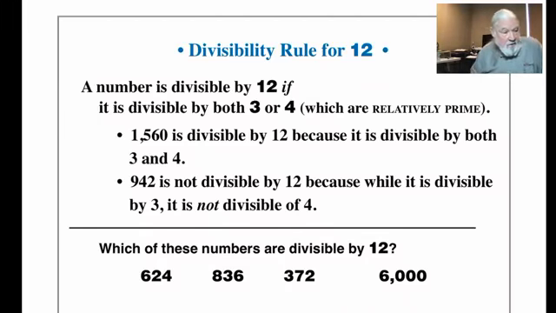How about 942? Well, not divisible by 12 because, yeah, add up the digits, and it is divisible by 3. But unfortunately, 4 does not go into the last 2 digits, which are 42. So the rule for 12 is very similar to the rule for 6. Find 2 relatively prime numbers, and under those conditions, it will work. So let's apply that to these 4 numbers down below. And again, please tell me which of these numbers are divisible by 12.